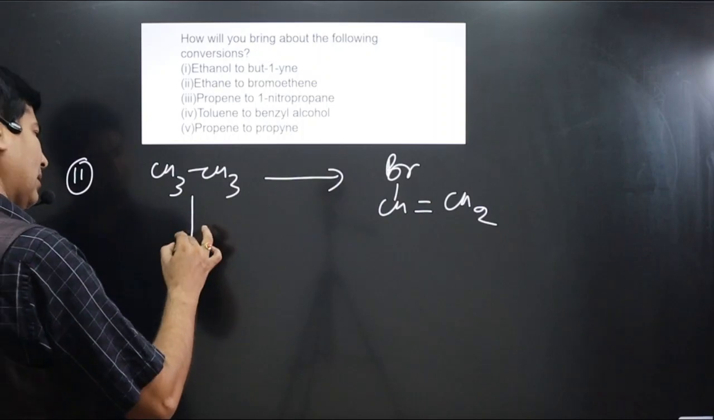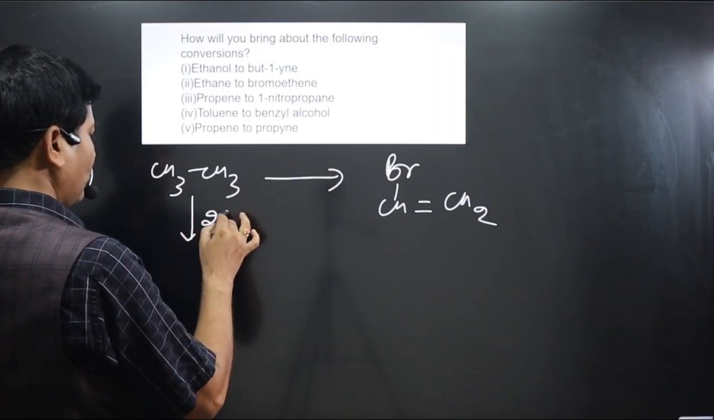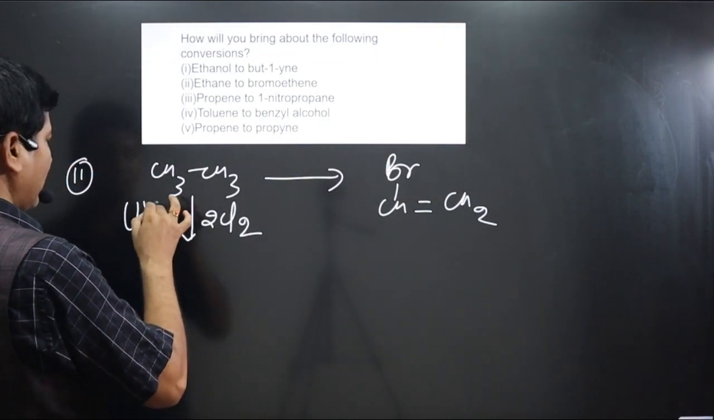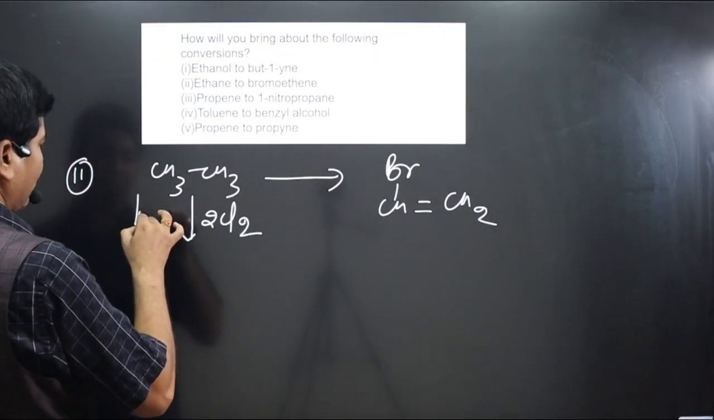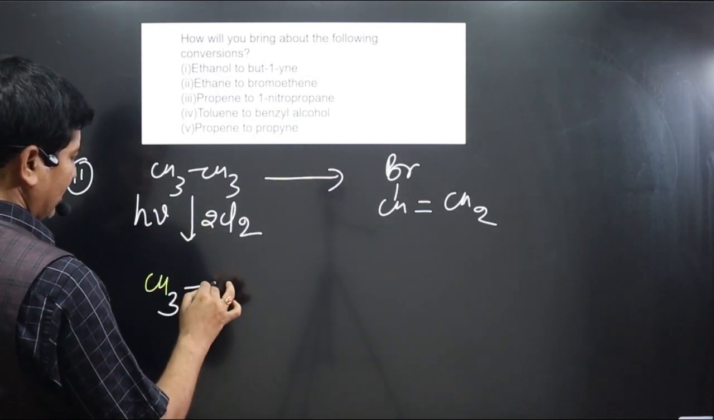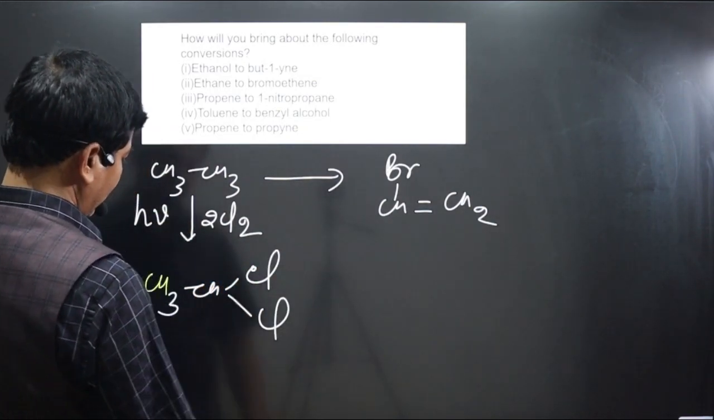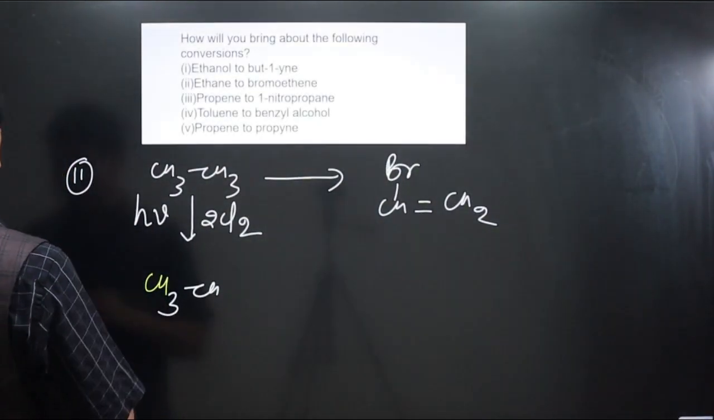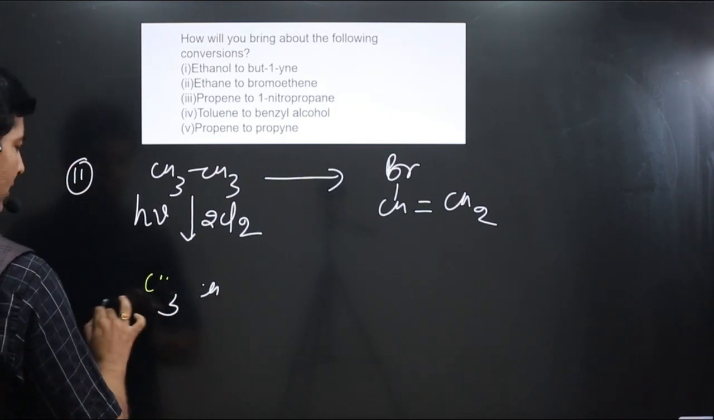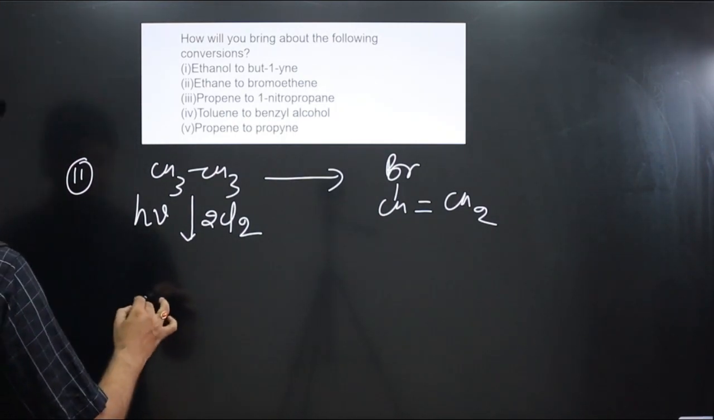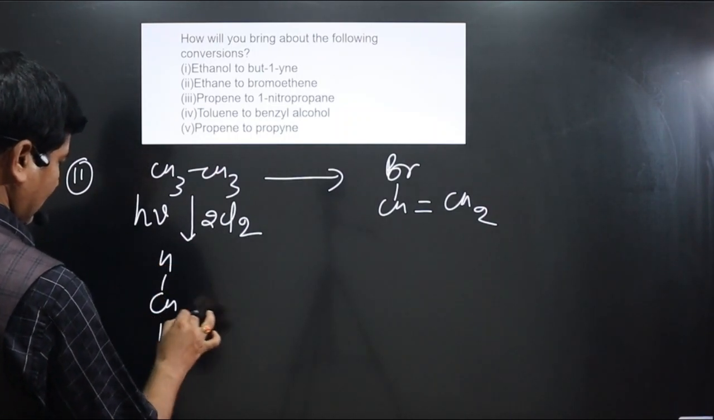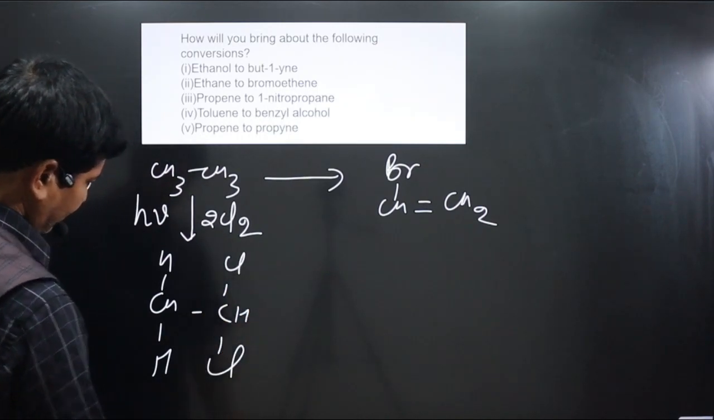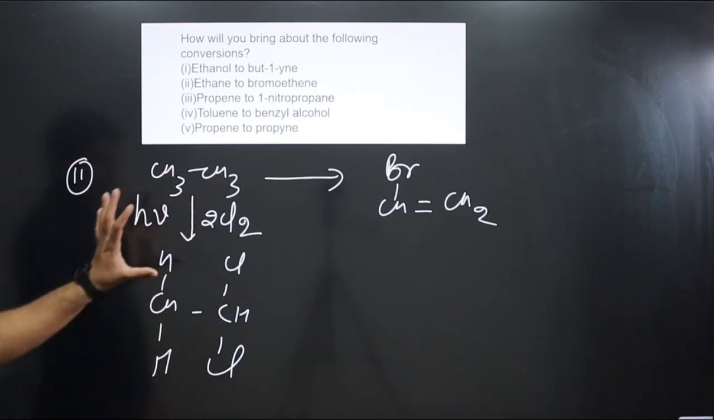So I do one thing. I make it react with two molecules of Cl2, and this reaction is taking place in the presence of sunlight. Better I write hv, that is better. Okay, so we can get CH3, CH, with Cl, and this is also Cl. I can write it like this also. Better I write like this: CH, CH, and Cl, Cl is there. That will be better because ultimately I am going to draw this structure.